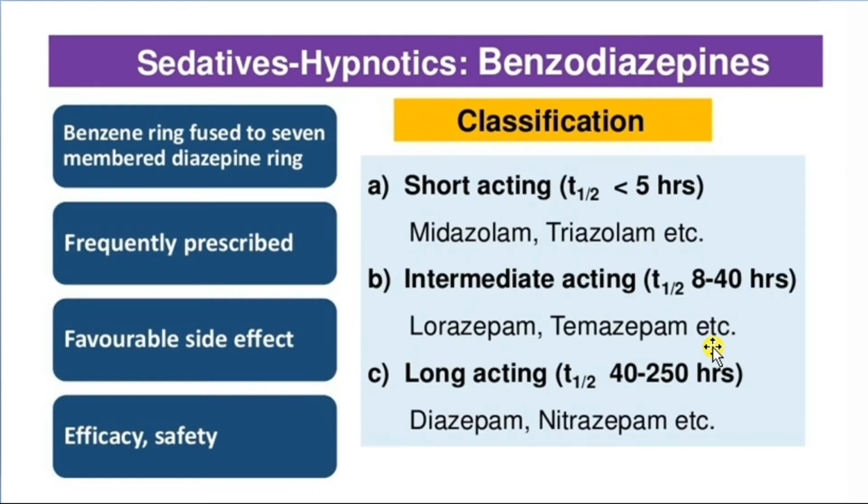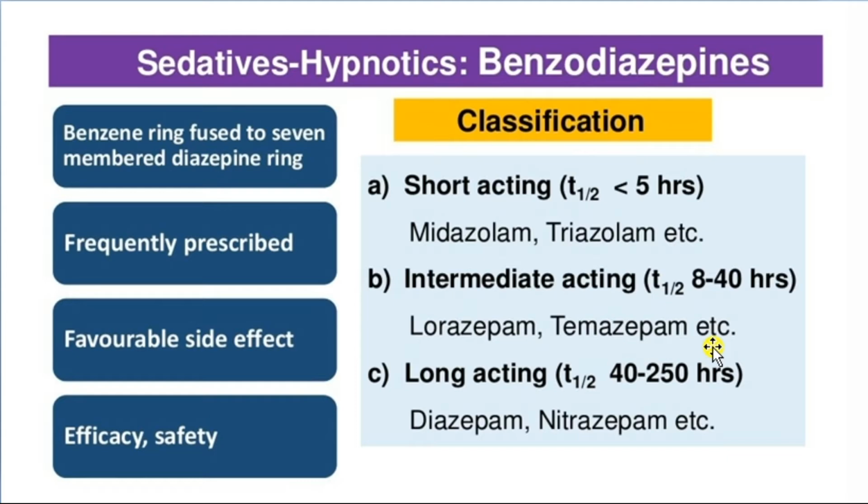Sedative hypnotics, benzodiazepines. Classification: short acting, intermediate acting, long acting. Short acting have a half-life of less than 5 hours. Intermediate acting have a half-life of approximately 8 to 40 hours. Long acting have a half-life of 40 to 250 hours.